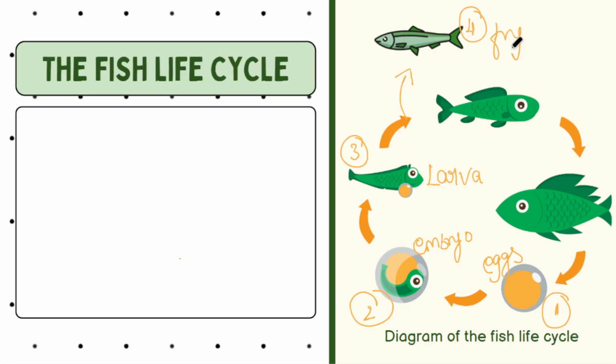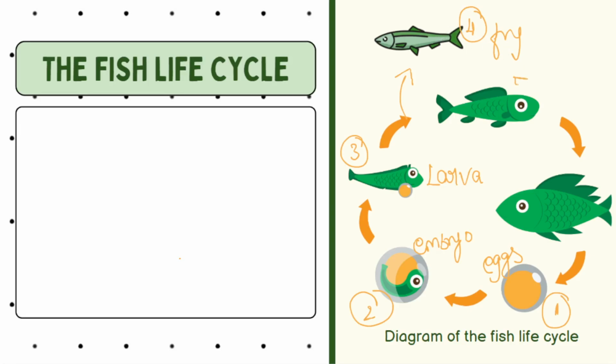What is fry? Here we have this yellow part, right? This yellow part is known as yolk. When this fish eats all this yolk, it forms a fry. That is what we call fry, which is the fourth stage.